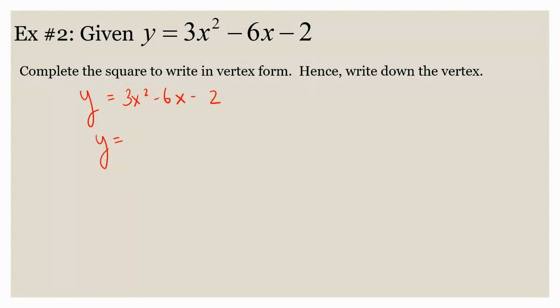So what I'm going to actually do is I'm just going to factor out the 3 from these 2 right here. I'm going to put this aside. So I've got 3x squared minus 2x. I'm going to have to complete the square there, and then minus 2. Okay, so what's going to make this factorable? Oh, well, it needs to be a perfect square.